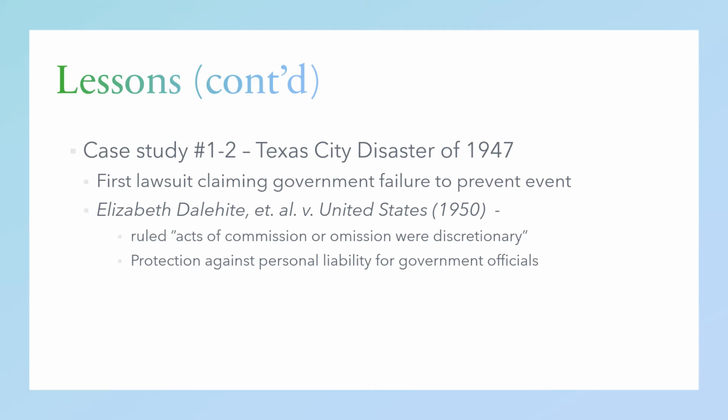So again, we knew it was there. There was sufficient evidence ahead of time that a disaster was altogether likely to happen. Those things were ignored. You had loss of life, and when the lawsuit was filed, the first lawsuit claiming government failure to act was decided in favor of the government. These acts were required of them, and as long as they weren't doing something illegal in the process, they're protected against personal liability.